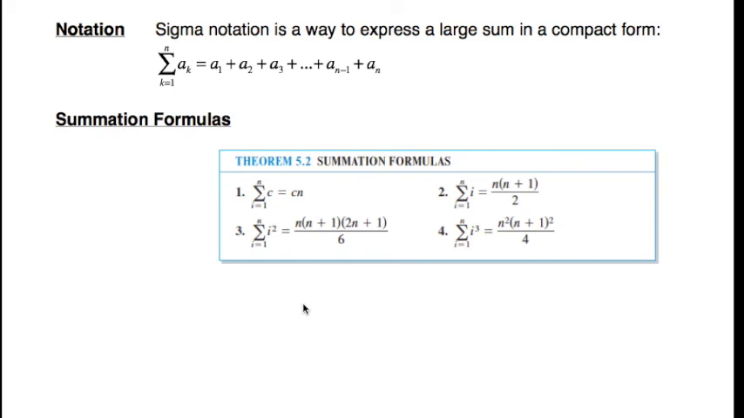There are a few formulas that are really important. The first one here: if you add a constant number c, n times, then you'll have c times n, or rather n times c. And if you add 1 plus 2 plus 3 plus 4 plus 5 all the way to n, the sum will be n times (n plus 1) over 2.